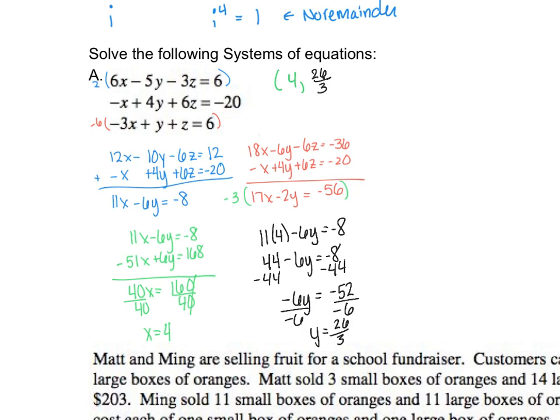And then to find z, let's go ahead and plug it in. Let's actually use the bottom one. Doesn't really matter, but -3 times -4 plus 26 over 3 plus z equals 6. 12 plus 26 over 3 plus z equals 6. I'm going to subtract 12. 26 over 3 plus z equals 18. Minus 26 over 3. 54 over 3 equals 18.